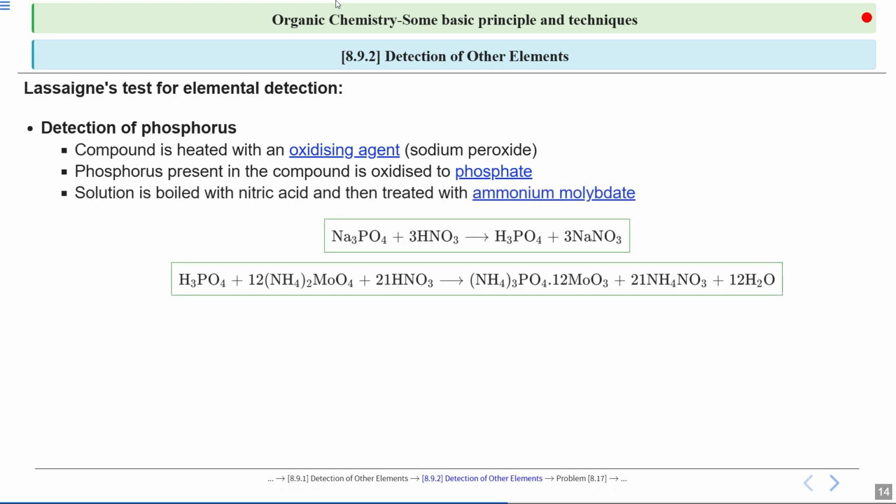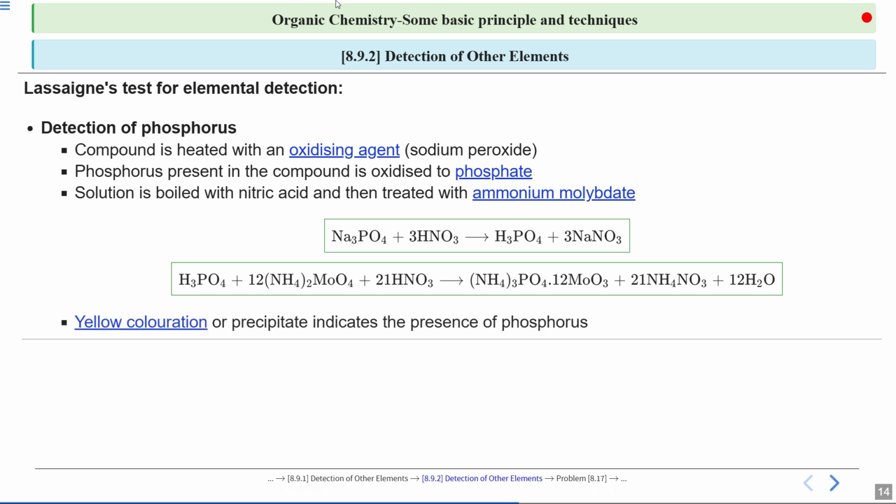Next, we will boil the solution with nitric acid and treat it with ammonium molybdate. This step is crucial as it prepares the phosphate for the final detection. The chemical reaction here involves the conversion of sodium phosphate to phosphoric acid, then to a complex with ammonium molybdate. The appearance of the yellow color, or the precipitate, indicates the presence of phosphorus.